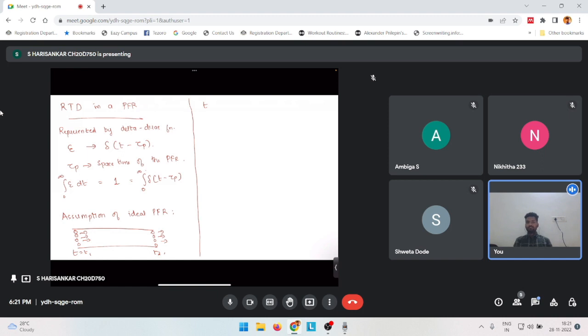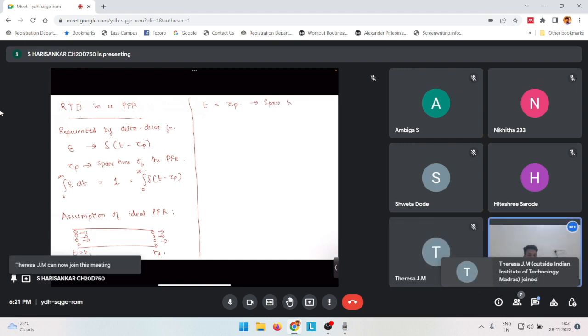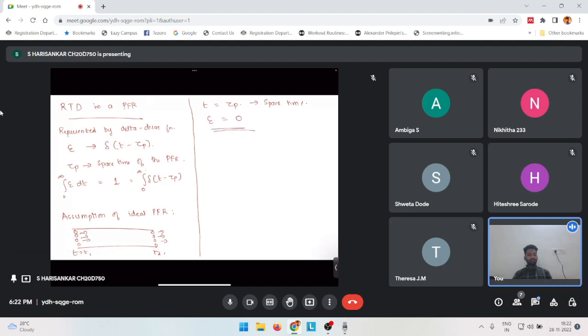So this is one of the assumptions that we made for an ideal PFR. The residence time in a PFR is basically the space time of this PFR. Which basically means T will be tau p, or the space time of the PFR. So that means at this point E will be 0. Or in other words, you can just say there is no distribution in a PFR.